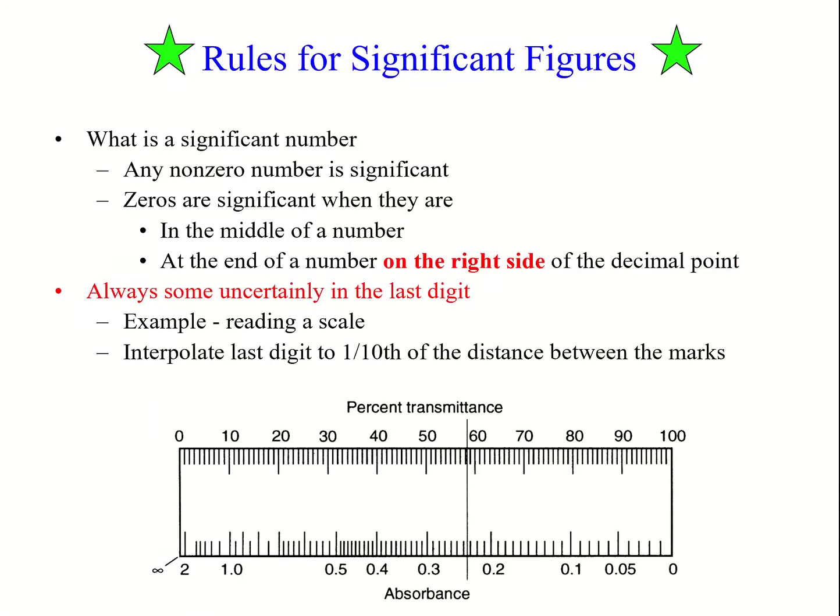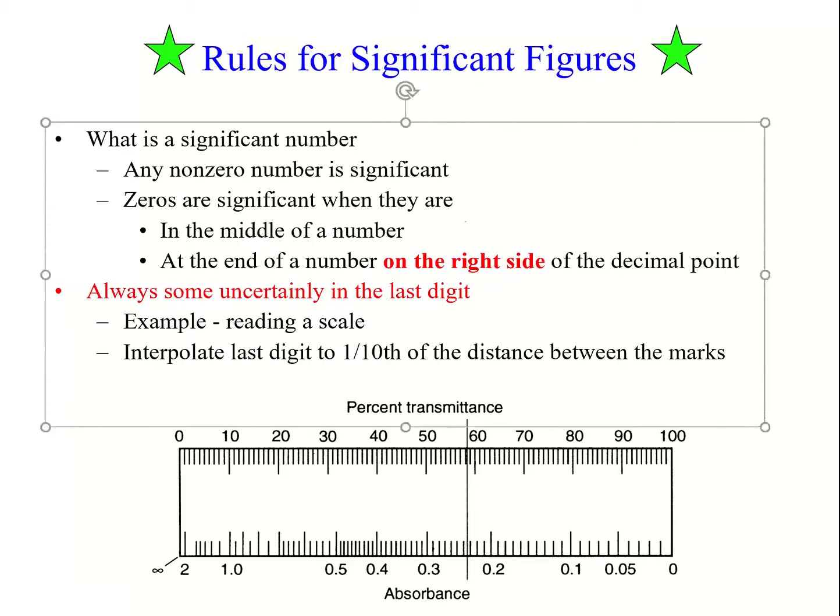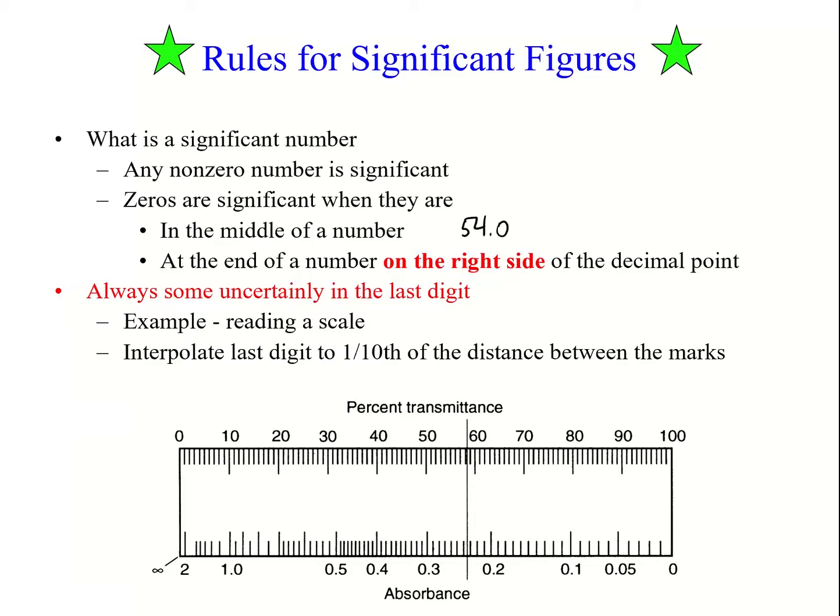So the general rules for significant figures are the following. Any non-zero number is always significant. Zeros are significant when they are either in the middle of a number, so captured zeros, or they're at the end of the number on the right side of the decimal point. For example, a number 54.07, this captured zero is significant, so there are 4 significant figures in this number.